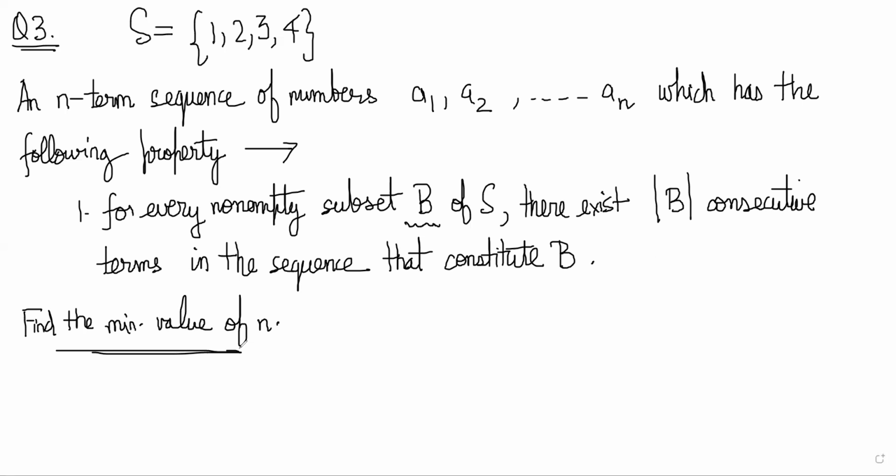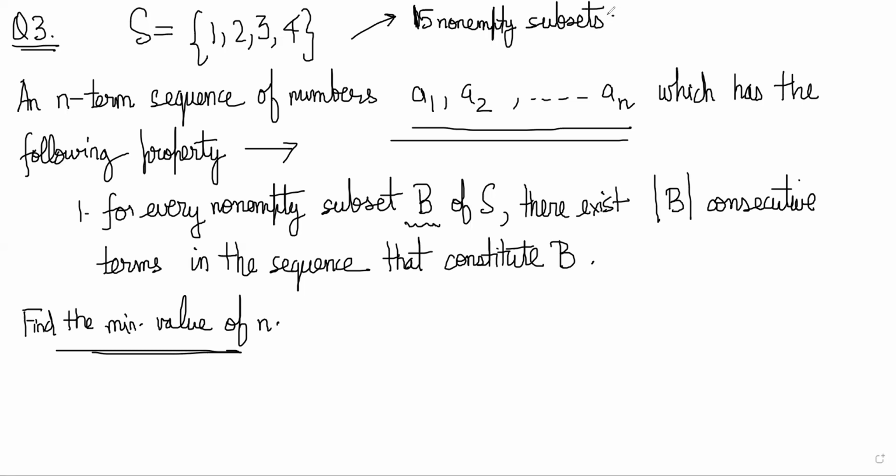So let's try to understand what this problem is saying actually. S is equal to {1, 2, 3, 4}, my base set, and an n-term sequence has been constructed here, which has the following property for every non-empty subset B of S. What are the possible non-empty subsets? If you think about it, there are basically 16 subsets and there are 15 non-empty subsets here.